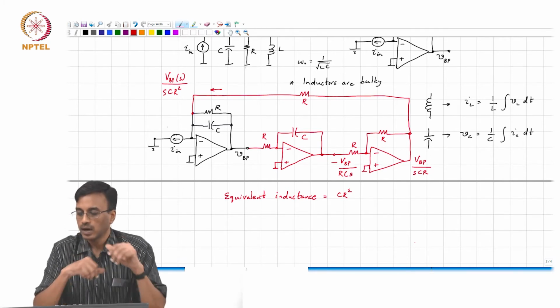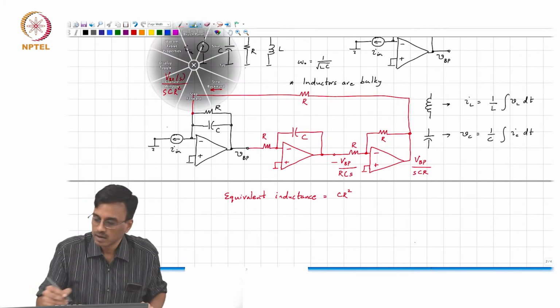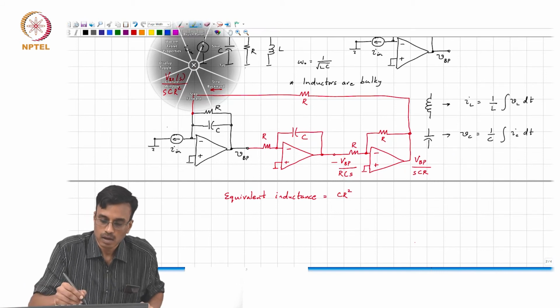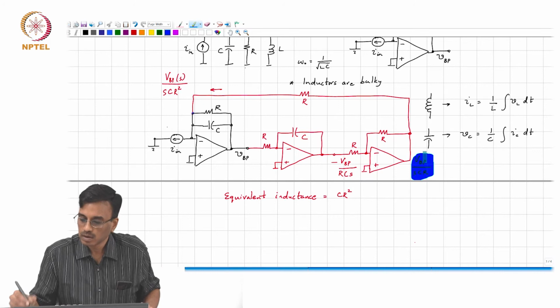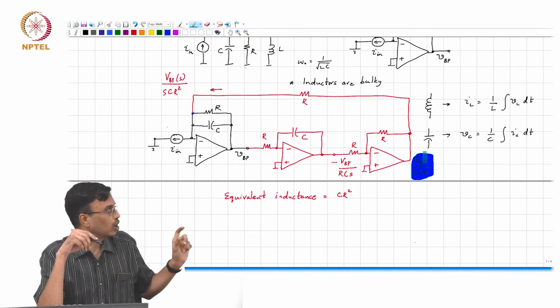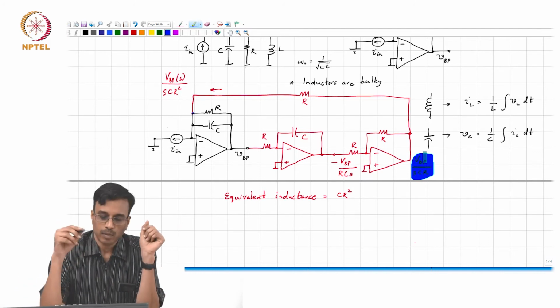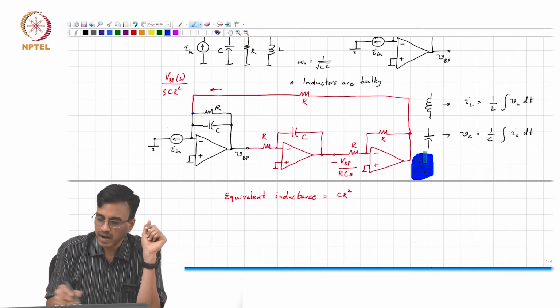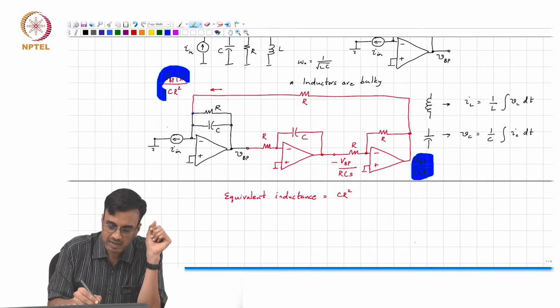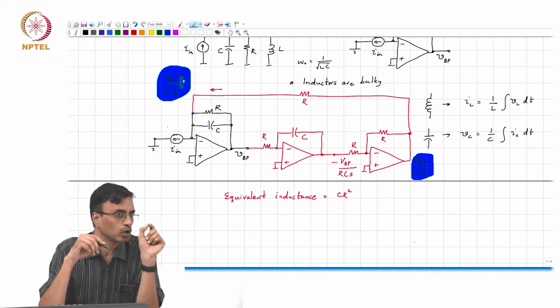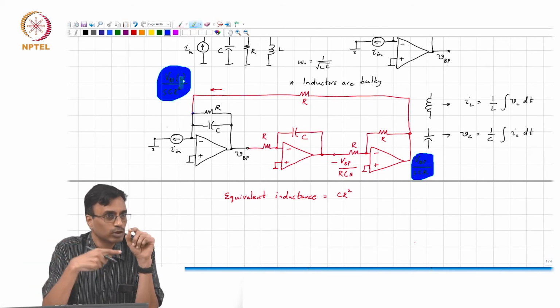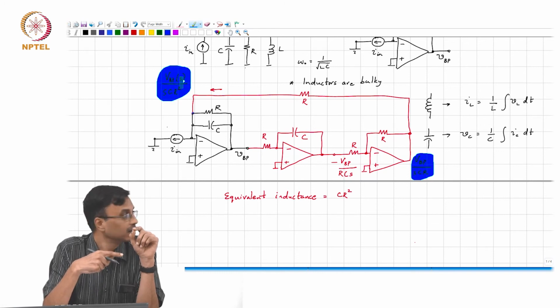Okay. So what does this correspond to? It's a voltage, all right. But in the original circuit, what does that current correspond to? It's the current through the inductor, correct?